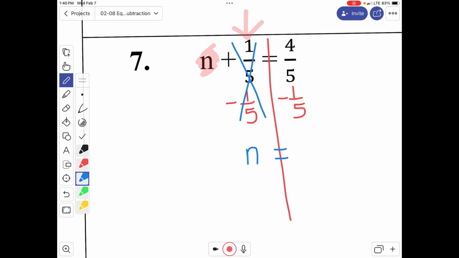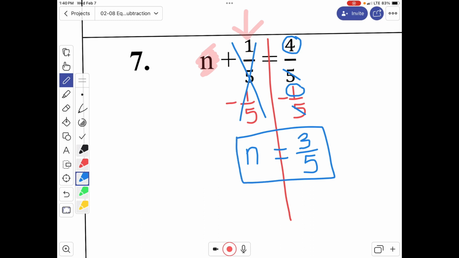And then since these fractions both have the same denominator, all I need to do is subtract the top number, the numerator. So 4 minus 1 makes 3, and the denominator is a 5, so 3/5. N is 3/5. And the only reason that I could just add or subtract the top is when the denominator is the same. That won't happen very often.